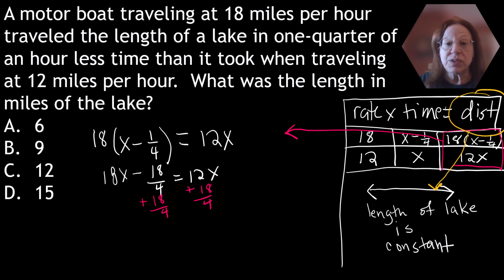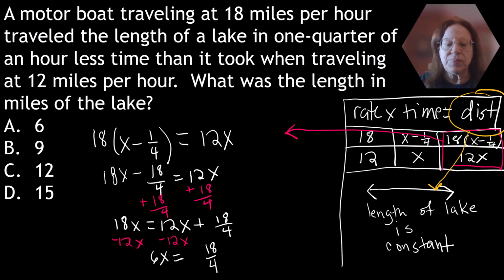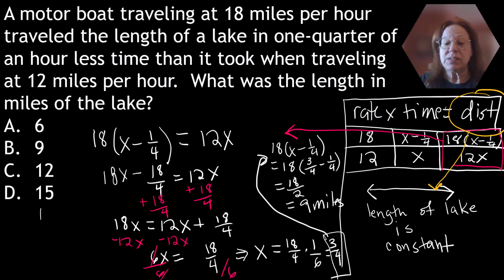Add 18/4 to both sides, and we get 18x equals 12x plus 18/4. Subtract both sides by 12x, and we get 6x equals 18/4. Divide both sides by 6, and you get x equals 18/4 times 1/6, which is 3/4. Okay, so that's not the length in miles. X is in time, right?